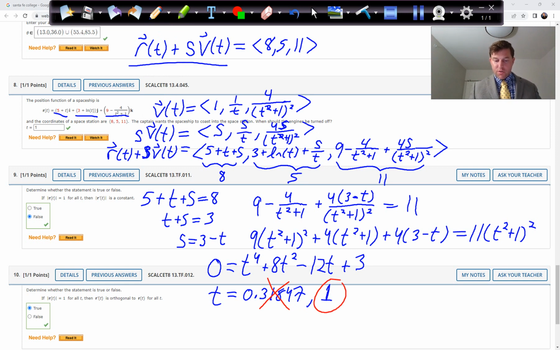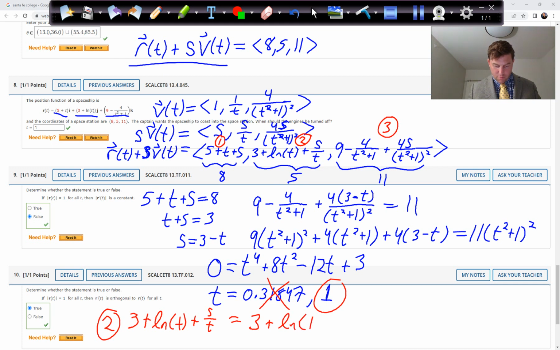in the second equation. So we use this first equation to get s. We use the third equation to solve for t. And let's use the second equation to check it. So the second equation says 3 plus natural log of t plus s over t. So that's going to be 3 plus natural log of 1 plus s over 1, but s was 3 minus t.